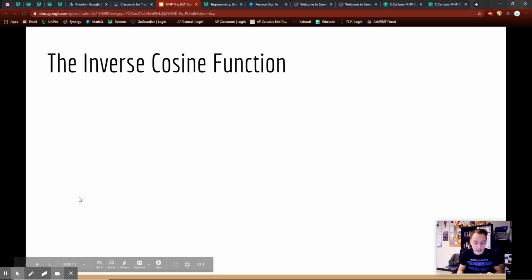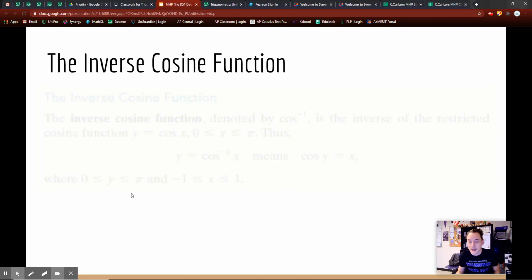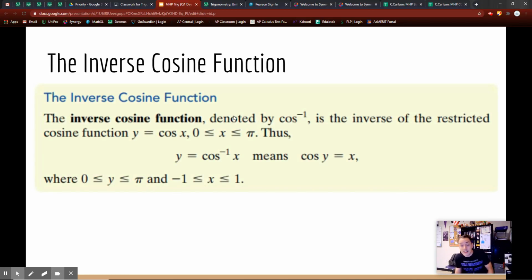Let's go to cosine. Again, I'm not going to explain it that detailed with cosine, so this is actually going to be a lot faster, I promise you. So cosine, very, very similar, right?